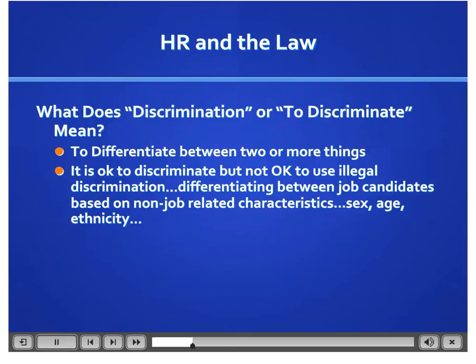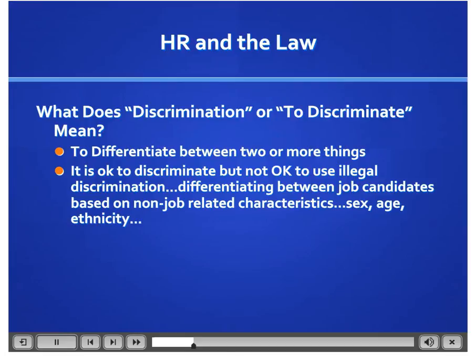It's important to get some fundamental terminology out of the way, and one of the big ones is this concept of what it means to discriminate. Technically speaking, to discriminate means to differentiate between two or more things. And that's basically what we do. We have to be discriminating when we decide who we're going to hire, whether we're going to hire candidate A, candidate B, or candidate C. We have to differentiate between them to decide who will be the best person for the job.